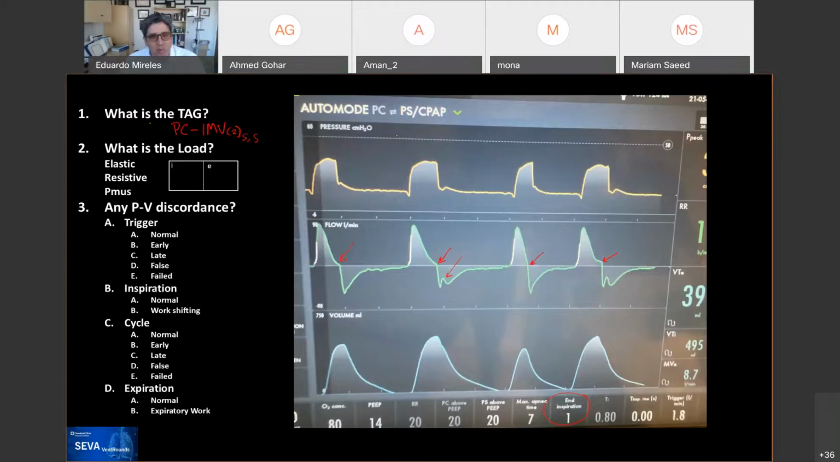And we put her on auto mode because then, whenever she fell asleep, she was on an opiate drip, she would become apneic, and then the machine would kick in and give her a baseline respiratory rate that it said here at 20.